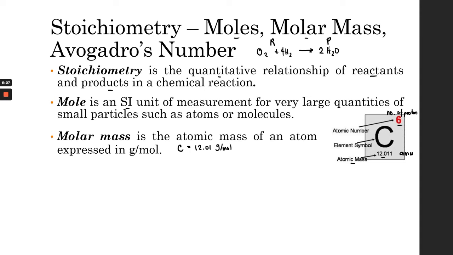So what you want to do is multiply it by a molar mass constant of 1 gram per mole. Easy enough. So that's the molar mass of every element. I hope you guys remember what molar mass is.